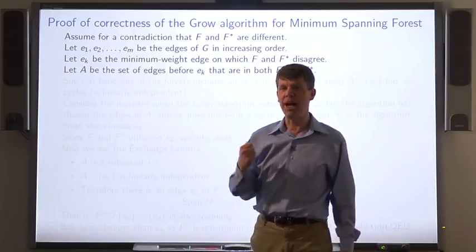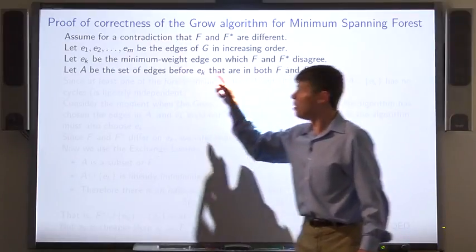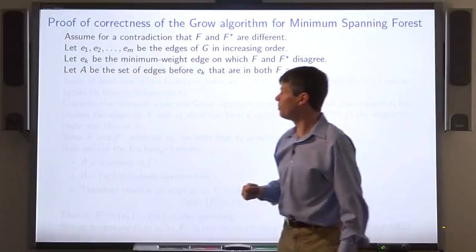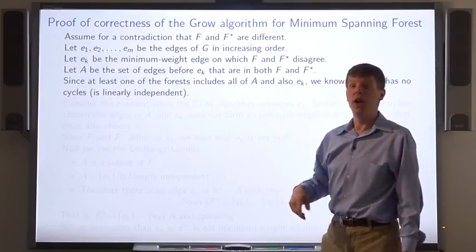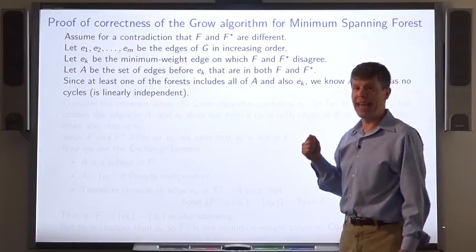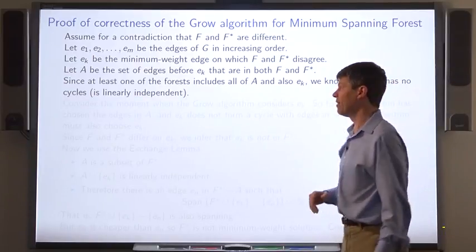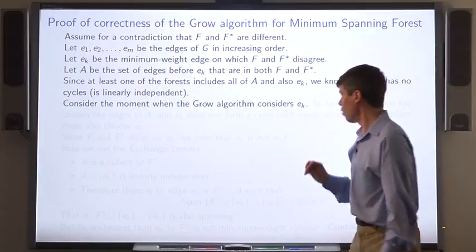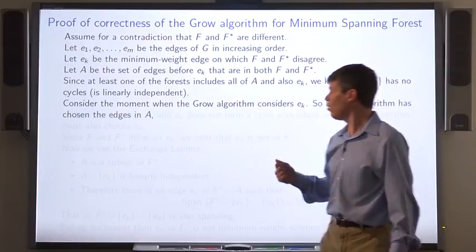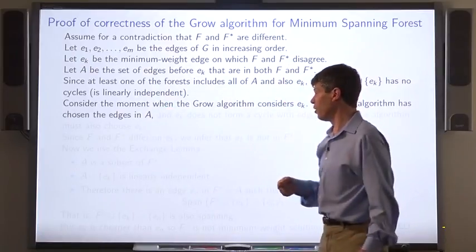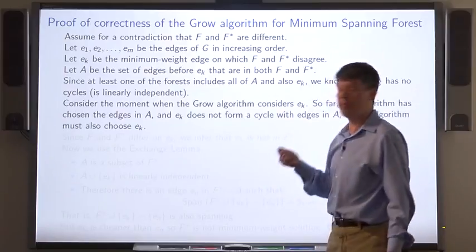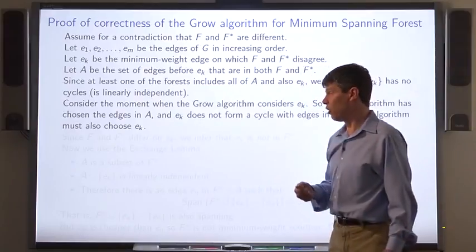Now we have to set ourselves up to apply the exchange lemma. Let A be the set of edges that occur before EK in this order that are in both F and F star. Since at least one of the forests includes all of A and EK, it must be that A together with EK has no cycles. It's a linearly independent set. Now consider the moment where the GROW algorithm is deciding whether to include EK in F or not. So far, the algorithm has chosen the edges in A to be included in its forest. Now, we already said that EK does not form a cycle with the edges in A, so the algorithm must choose EK to put in the forest F.